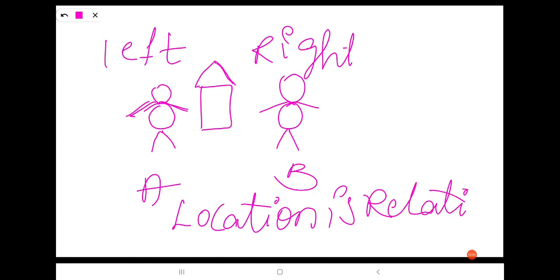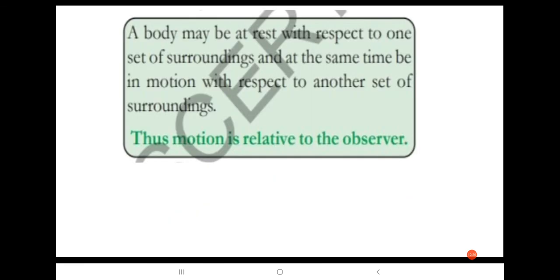So the motion of an object depends upon the observer. Person A is observing the house from his left side. Observer B is observing the house from his right side. So here both are correct. So we can say that location is relative. So simply we can say that the motion is relative to the observer.